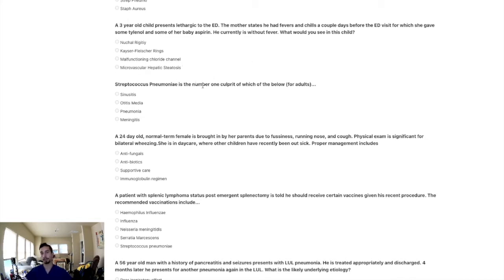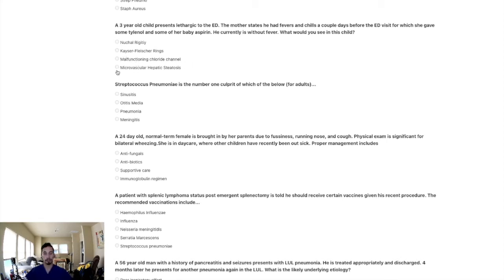Malfunctioning chloride channel. So what would you see in this child? Do they have fevers and chills because they have cystic fibrosis? I guess you could make that stretch, although I don't think they gave you enough information to confirm that. So although cystic fibrosis could be something you're considering, I don't know if it's necessarily the best answer choice. I'm sure the parents would typically know prior to the age of 3, but maybe not.